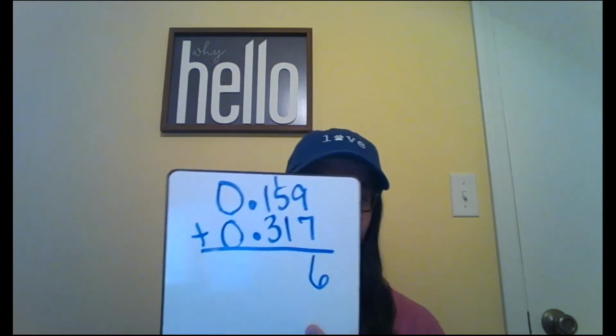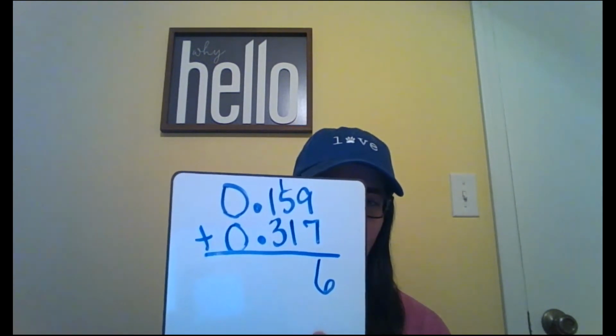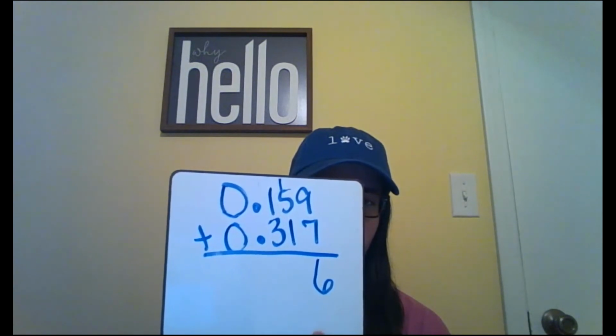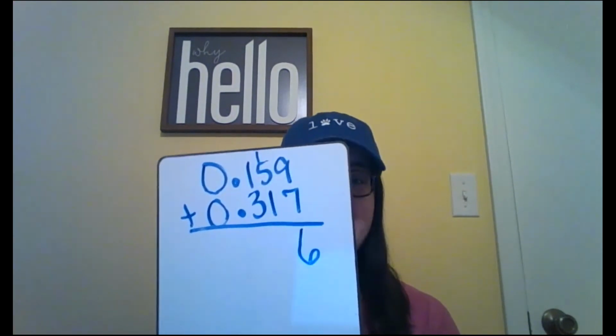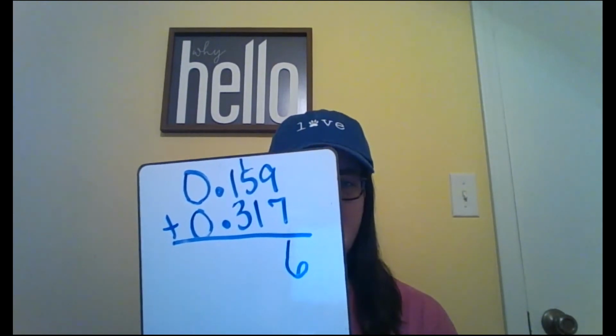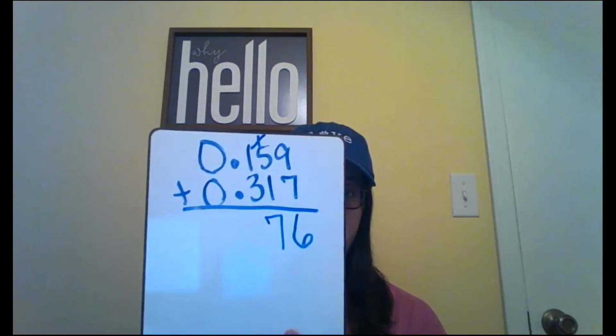So first you're going to do 9 plus 7. So 9, 10, 11, 12, 13, 14, 15, 16. So 9 plus 7 is 16. So you're going to put the 6 and carry the 1. Then 5 plus 1 is 6, plus another 1 is 7. And I'm going to mark off that 1 that I carried, so I know that I already used it.